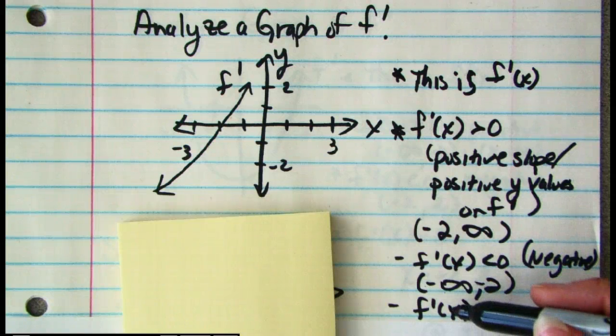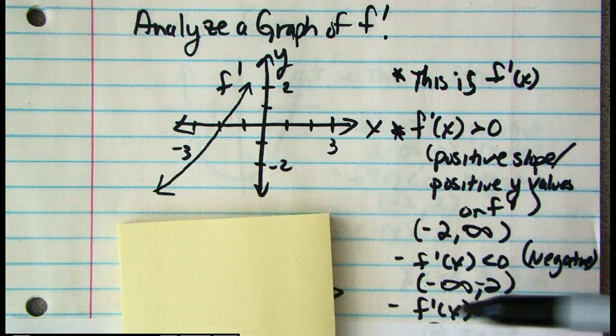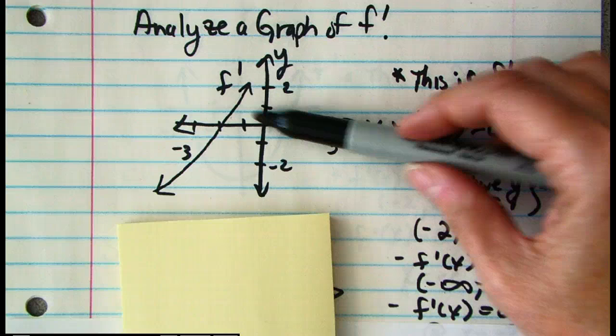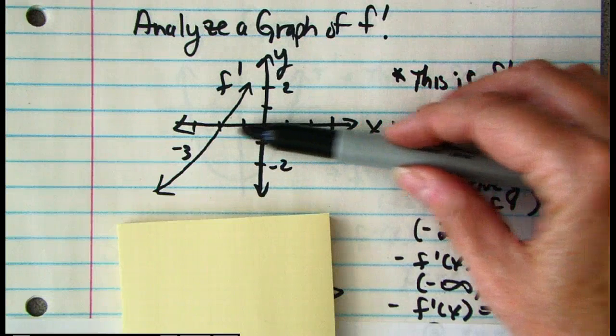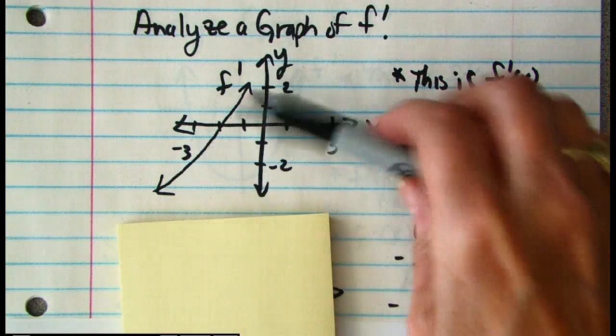Well, let's see if we can figure out where f prime of x equals 0. Where will the y output be 0? It will be at what value? At negative 2, right? At negative 2, my y is 0.